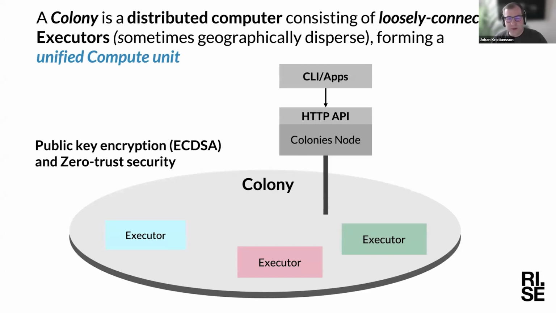But it also has some interesting properties. If one of these executors crashes, then this function description will not be executed. It will just be stored in the colony's node, and then it will be assigned to another executor. So you get a very resilient system having this architecture.